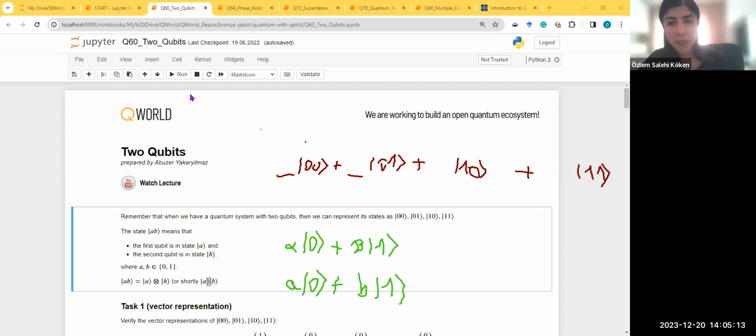I didn't give any numbers, be careful. I didn't say alpha is equal to 1 over square root 2 or beta is equal to 1 over square root 2. Okay, there are some answers, a plus b, alpha plus a. Let me ask you something different. What is the probability that I will observe a 0 if I make a measurement for the first qubit? What is the probability of obtaining a 0 for the first one?